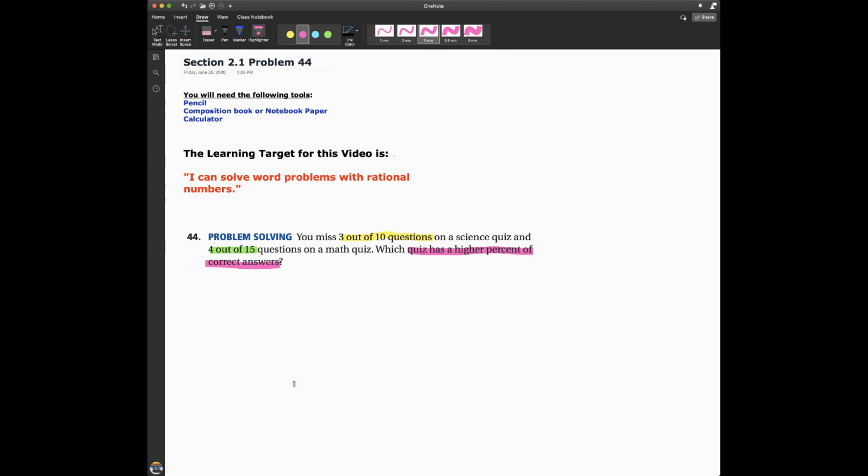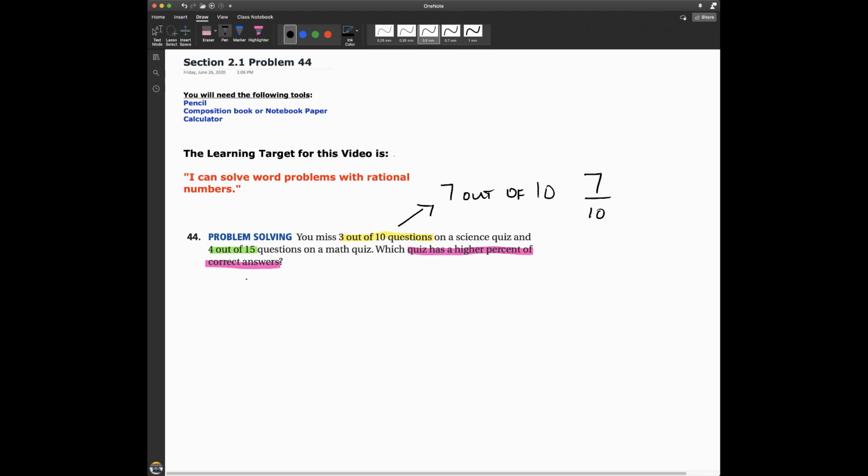All right, so far we've been talking about how many problems we got wrong, but let's be positive about this. If we missed 3 out of 10 questions, how many did we get right? We got 7 out of 10 right. And we can write that like a fraction. So on the science quiz, you got 7 out of 10.